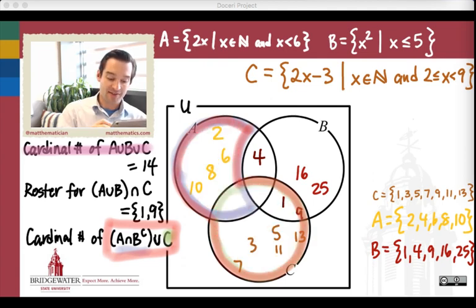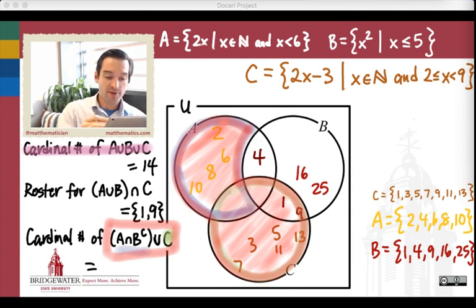Let me shade that again, because you can't see when I color too heavy. There we go. So here are the regions that matter for this set. And the question's asking for the cardinal number, so all I need to do is count them. Count the elements: 1, 2, 3, 4, 5, 6, 7, 8, 9, 10, 11.